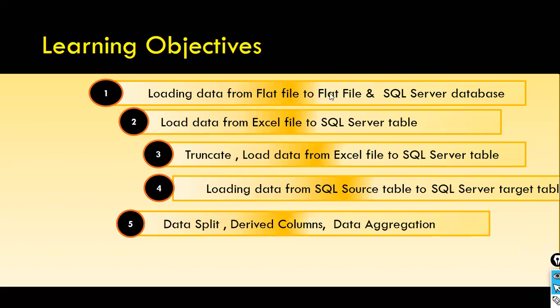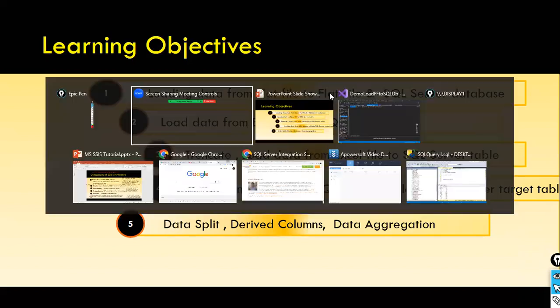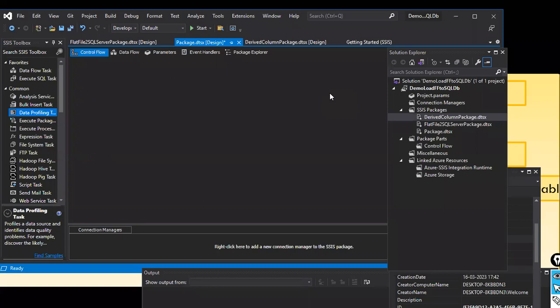To start with, let us begin with a simple SSIS package, which will have a simple task, a one-to-one load: how I can load the data from table A to table B. Instead of loading the data from table A to table B, I will use flat file data. So now my SSIS package name is package.dtsx.